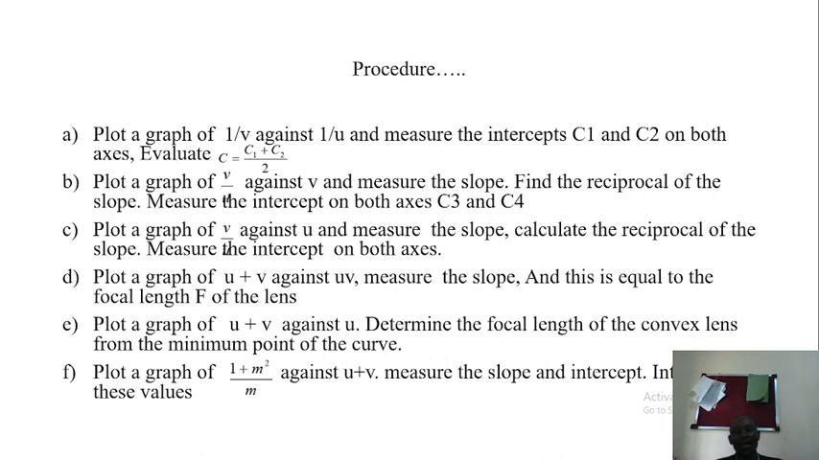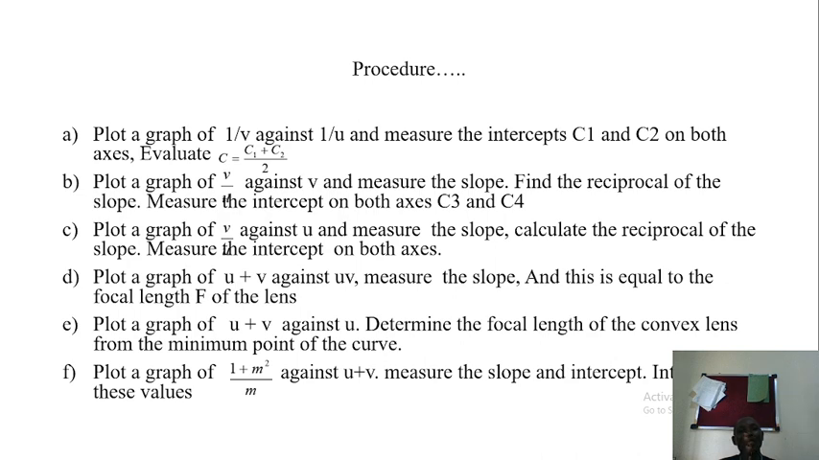When that is done, I vary my screen to get a sharp image on the screen, and I measure the distance between the lens and the screen, which gives me the image distance. With the measurements from the work I am doing, I get to the questions that are provided for me in this work.